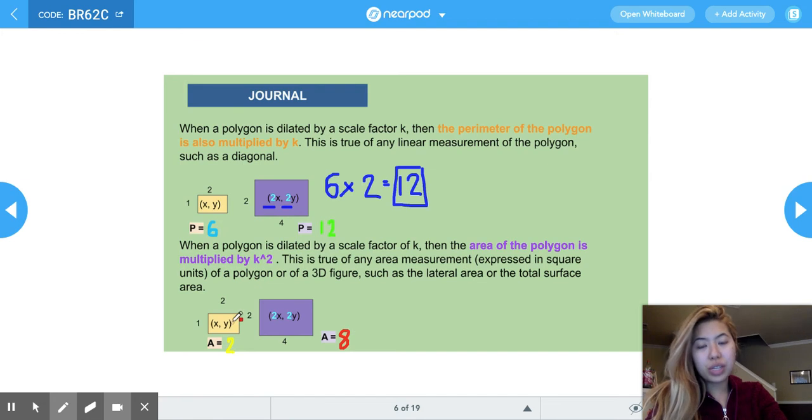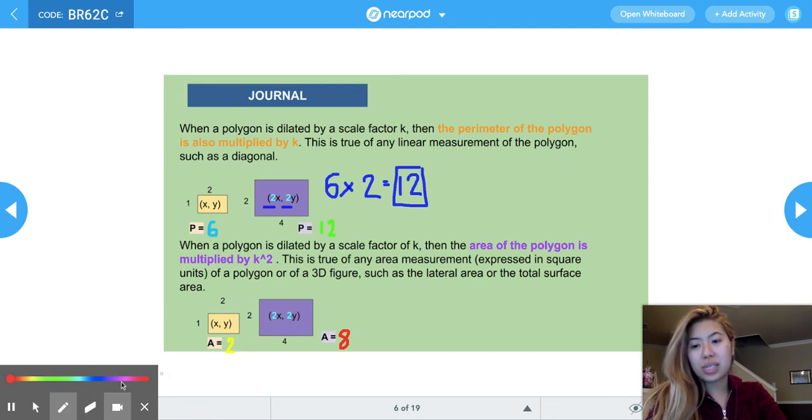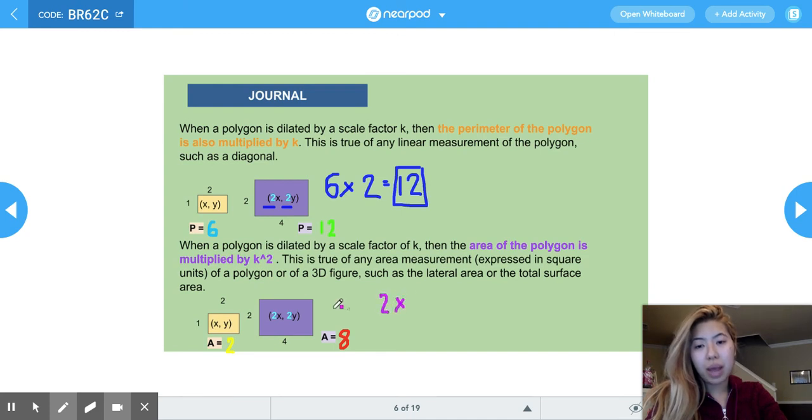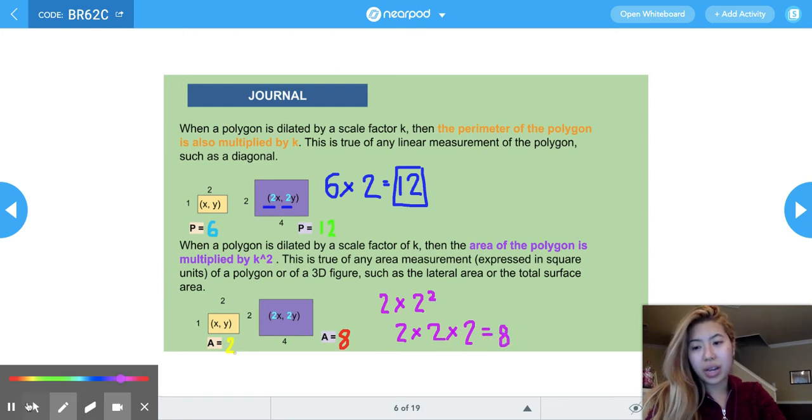So this rule or this trick is telling us that all we had to do was take our pre-image area, which was 2, and multiply it by whatever our scale factor was, squared. 2 squared is the same thing as 2 times 2. So we basically are doing 2 times 2 times 2. 2 times 2 is 4. 4 times 2 is 8. So that's also how we got our area.